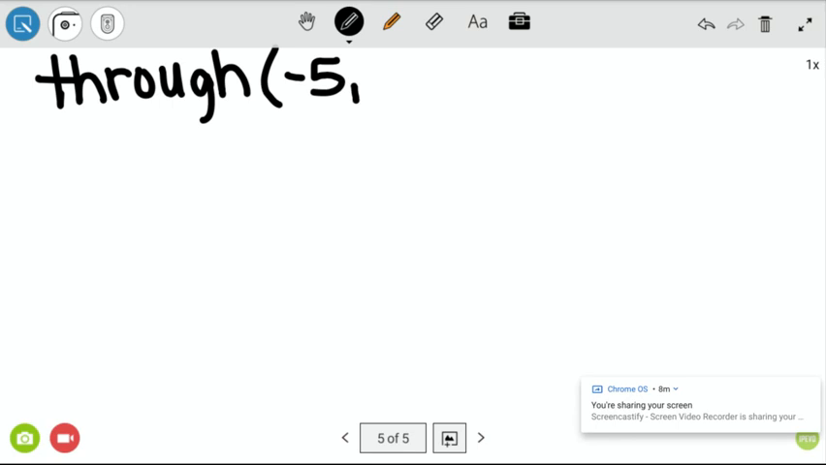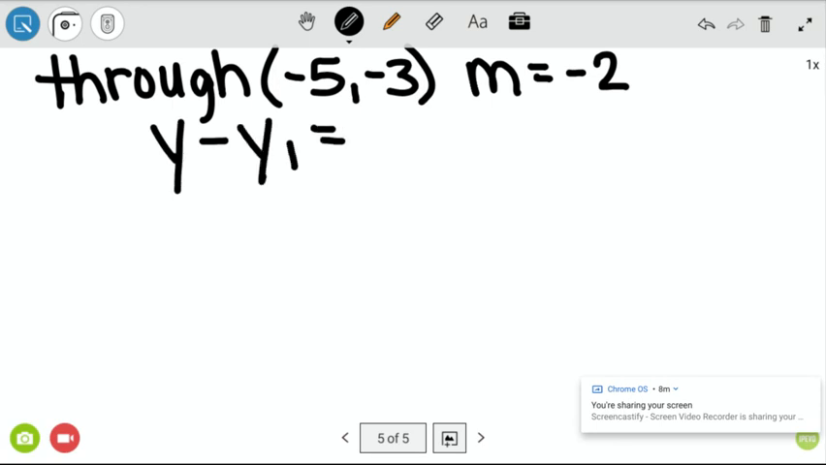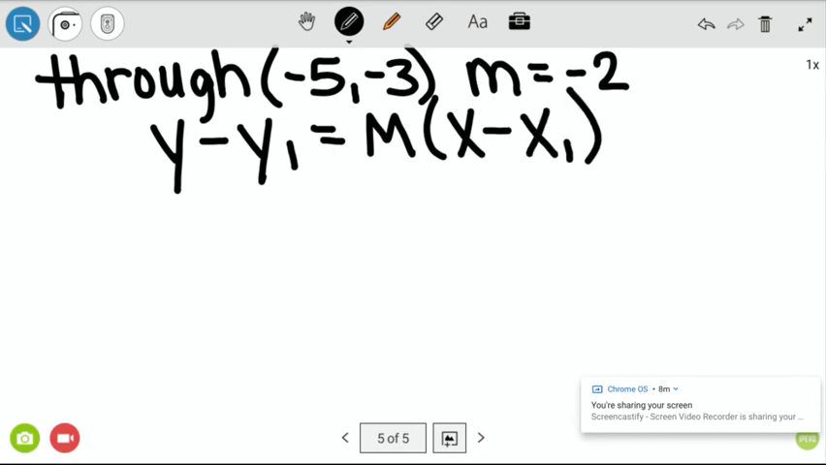(-5, -3), and our slope this time is going to be -2. All right, so point slope is y minus y1, or our y coordinate, equals our slope, and then x minus the x coordinate. So here, we are going to do y minus, now our y coordinate of the point is -3. Then our slope is -2.